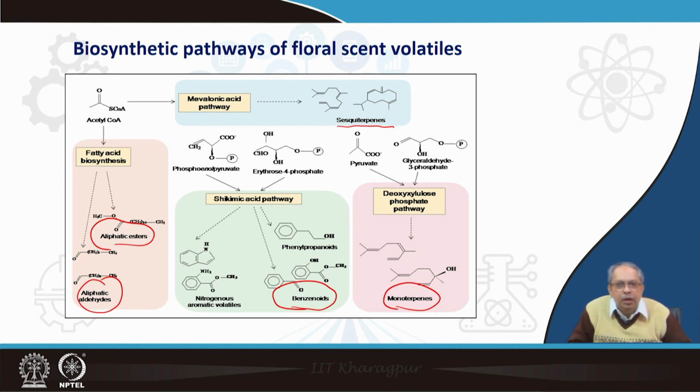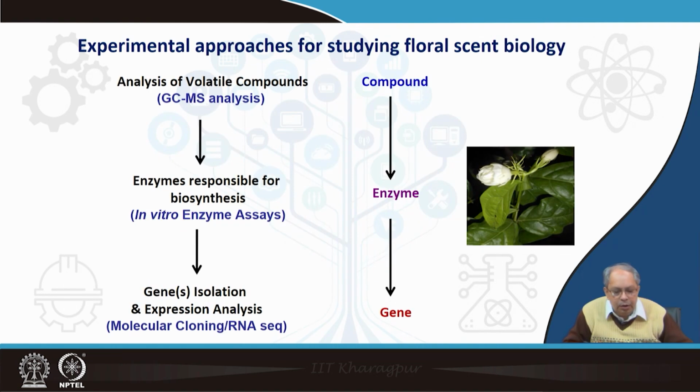That means different metabolic pathways are operating in the flower in order to produce different scent components, but the emphasis now I will only give on the monoterpene components, and when I talk about benzenoids and phenylpropanoids, then I will bring the issue of benzenoid scent components. So, just to fulfill your curiosity, how do we study floral scent biology?